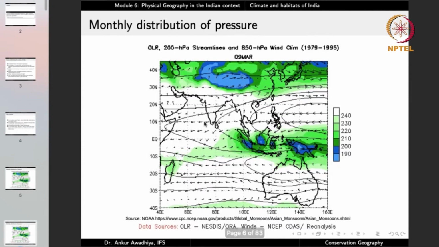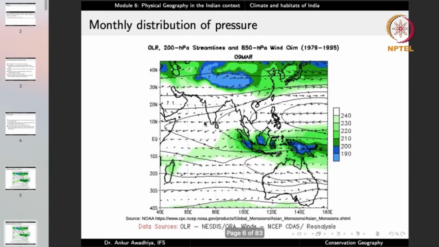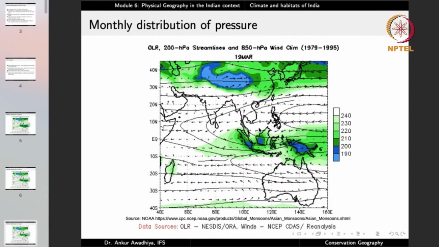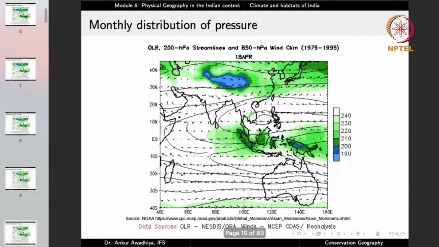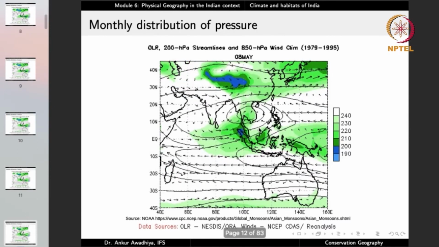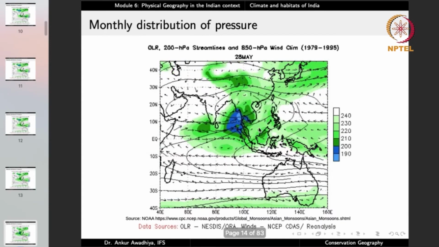Then in the month of March, now you can observe that there is slight change in the pressure distribution. The isobars are also shifting. So now the low pressure zone is moving towards the north. So this is 19th of March, this is 29th of March, 8th of April, 18th of April, 28th of April, 8th of May, 18th of May, 28th of May.